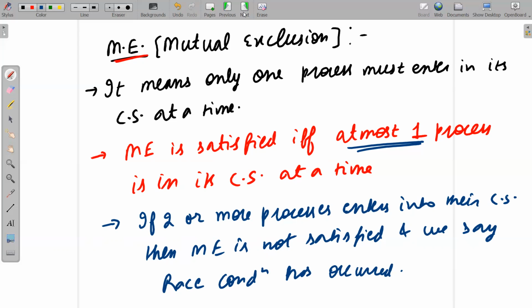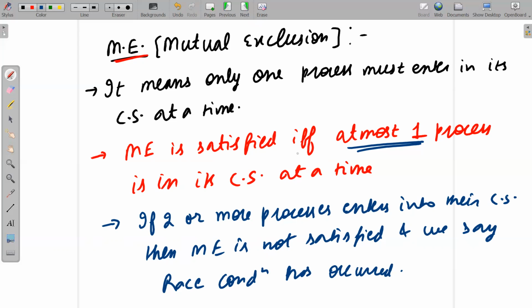Please take a snapshot. I will jump to the next slide. So this is all about mutual exclusion. It is very simple. Only one process must enter into its critical section, and it is the most basic requirement which we should fulfill, because if mutual exclusion is not satisfied, then I can say it is not.